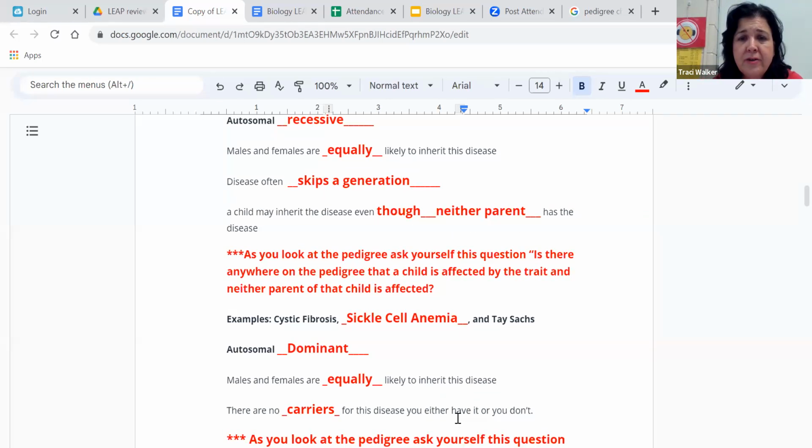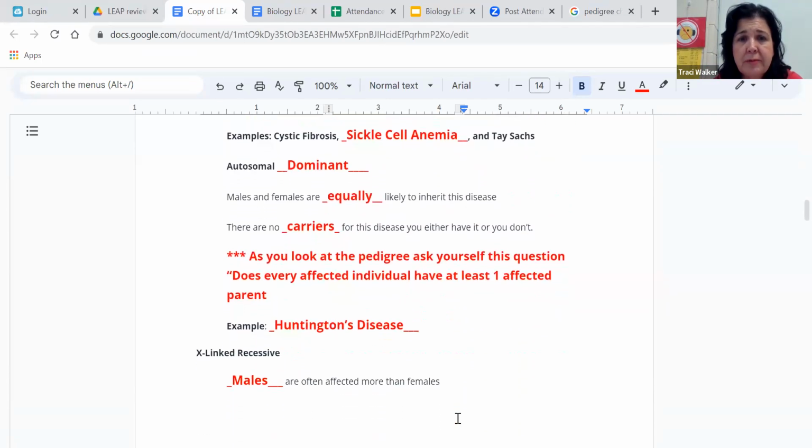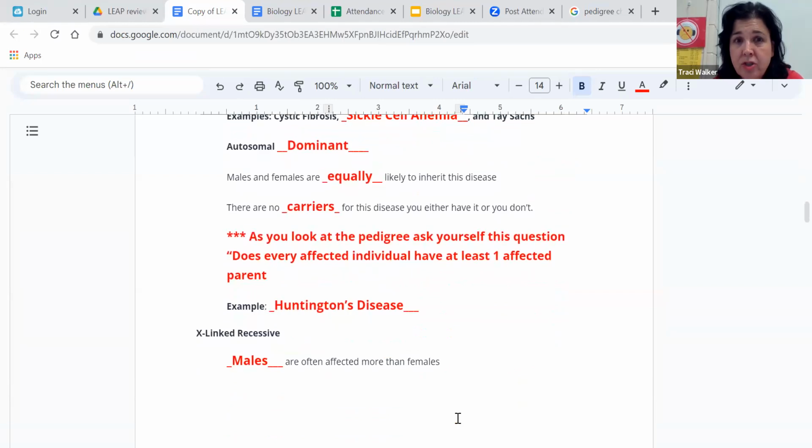Okay, the other type of autosomal gene is an autosomal dominant gene. Again, males and females are equally likely to inherit this disease. And in this case, there are no carriers. And so let me explain what carrier means. You remember we learned the term heterozygous. So when you're heterozygous, you have a dominant and a recessive.